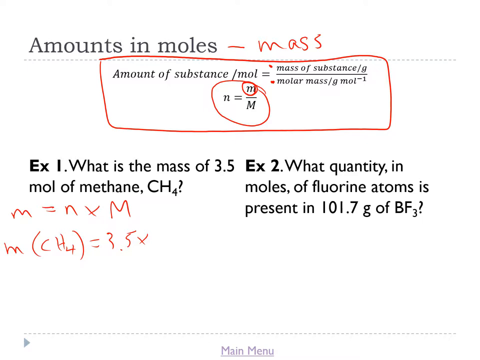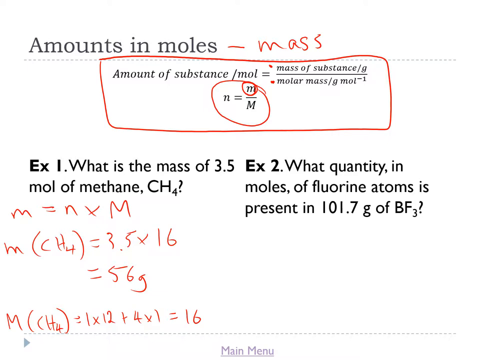Now, we don't know the molar mass of methane yet, but let's just work it out quickly. So molar mass of methane equals 1 times 12 for carbon plus 4 times 1 for hydrogen. That equals 16. So we're going to have 3.5 times 16. And that is going to come to 56 grams.